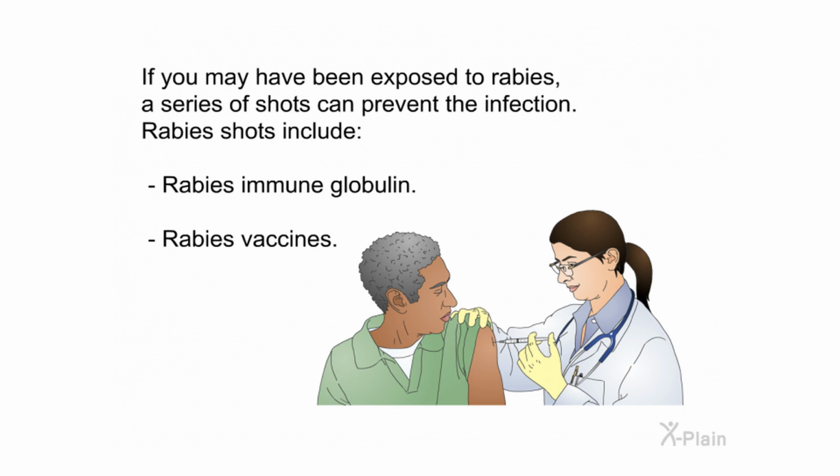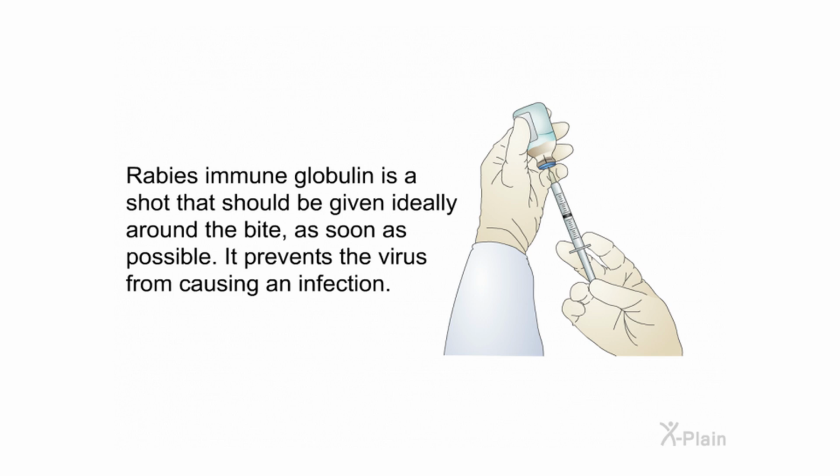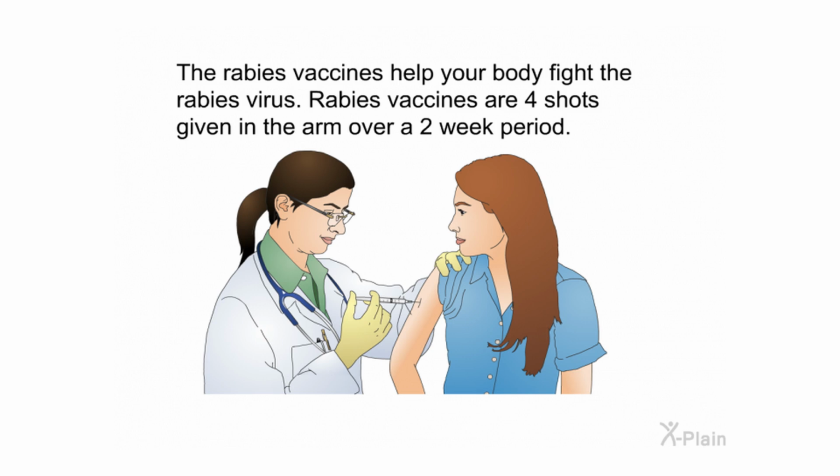If you may have been exposed to rabies, a series of shots can prevent the infection. Rabies shots include rabies immune globulin and rabies vaccines. Rabies immune globulin is a shot that should be given, ideally around the bite, as soon as possible. It prevents the virus from causing an infection. The rabies vaccines help your body fight the rabies virus. Rabies vaccines are 4 shots given in the arm over a 2-week period.